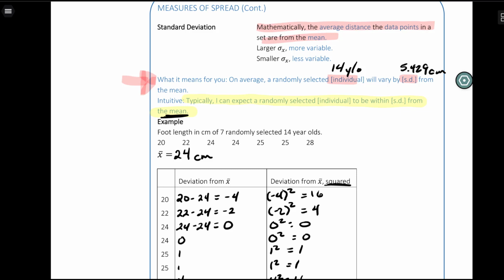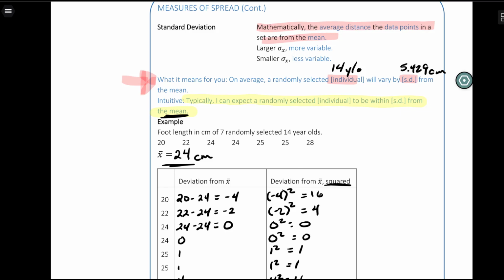Well, hold on for just a second. If I were to add that 5.429 to 24 centimeters, I get 29.429 centimeters. Did I have anybody that was 29.429 centimeters? No. I didn't have anybody that was longer than 28. So we missed something here.